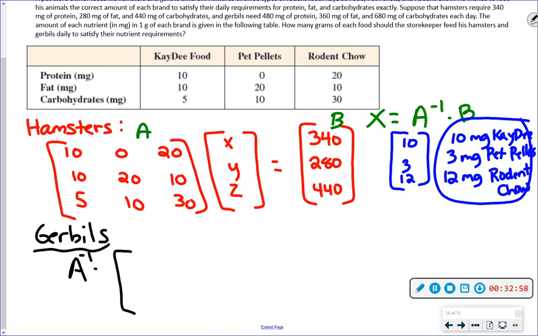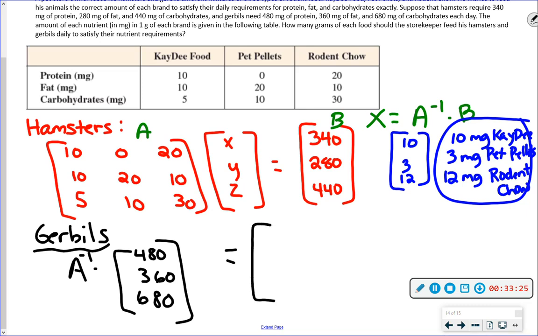480 milligrams of protein. They require 360 fat and 680 carbs. So keep your A in there. You've already got it. Just change B. And again, you'll get a 3x1. Right here, 8, 4, 20.